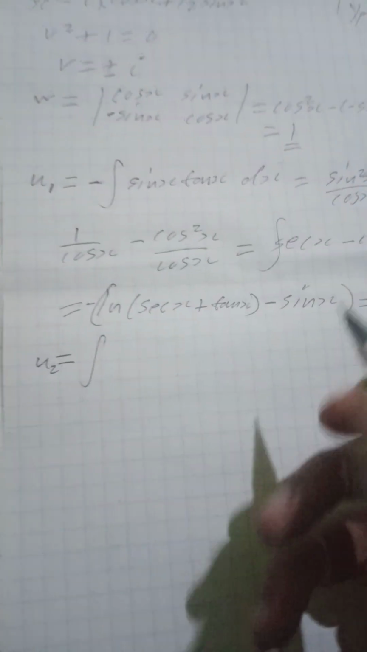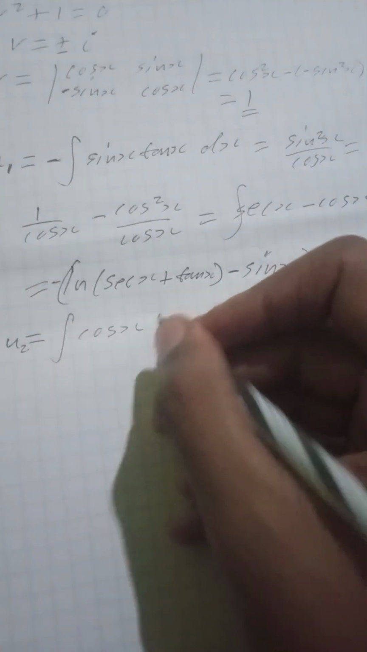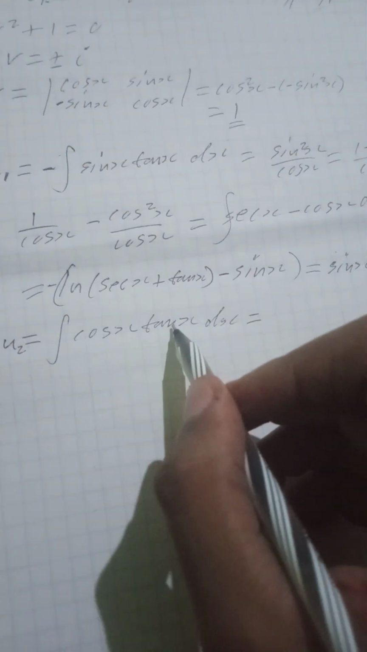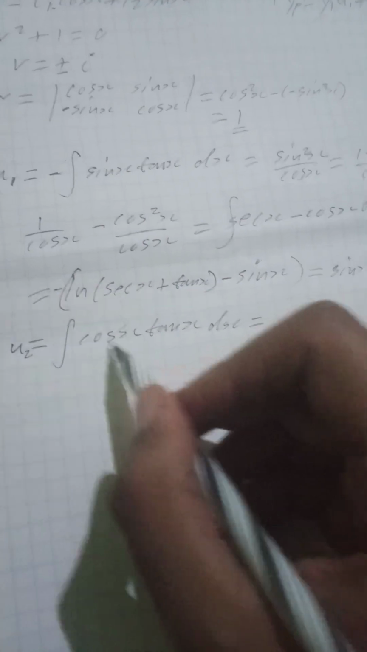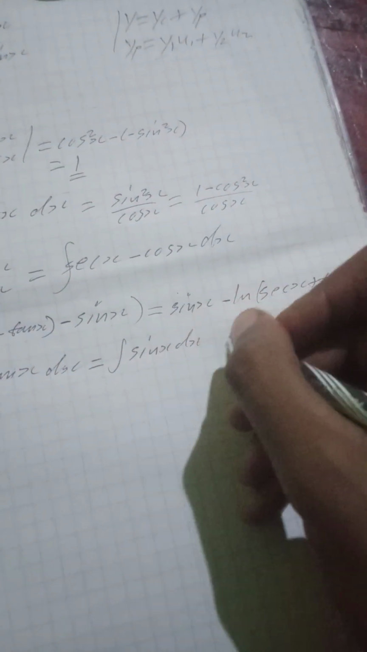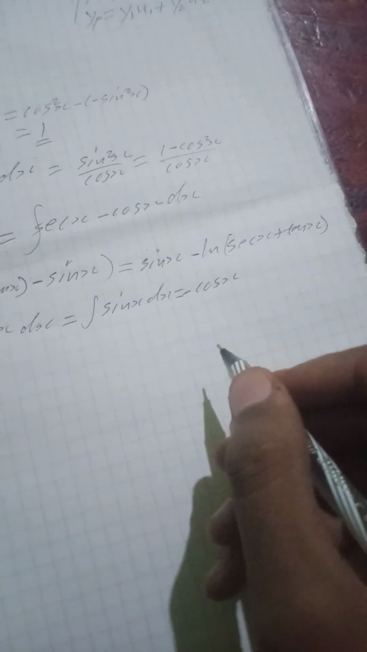Now let's get u2. u2 is the integral of y1, which is cosine x times tan x, divided by 1. This is just sine over cosine, so the cosines cancel, and you'll just get the integral of sine x. The integral of sine x is just negative cosine x.